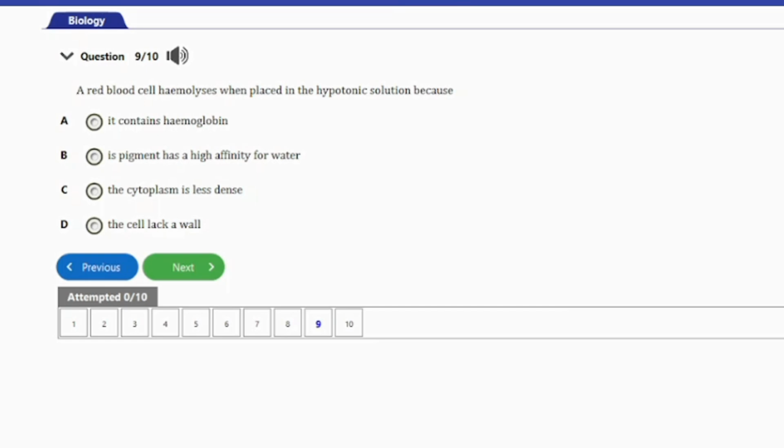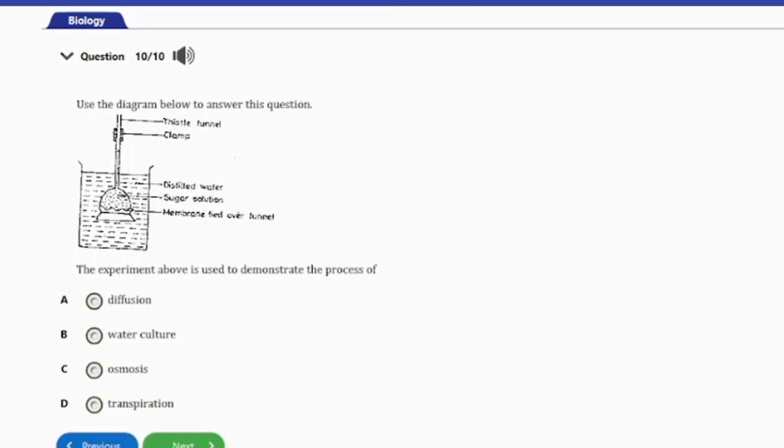So let's go ahead and consider the next and the last question. That's question number 10 here, and we have a diagram here to answer the question from. It says here, use the diagram below to answer this question. So here is the diagram. The experiment above is used to demonstrate the process of A. diffusion, B. water culture, C. osmosis, D. transpiration. So guys, obviously the answer to this question is option C. This is used to demonstrate the process of osmosis, and that's it for that question.